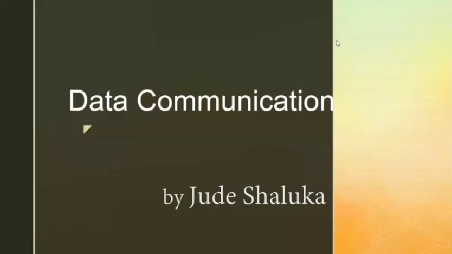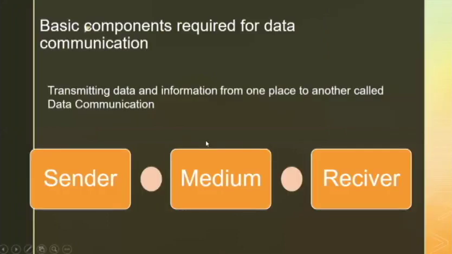Okay, today we are going to start the data communication part. So we have to know what data communication is first. Data communication is transmitting data and information from one place to another place. So we have three components: sender, medium, and the receiver. So data communication means sending the data from one place to another place through whatever the medium. We will learn these media later on.